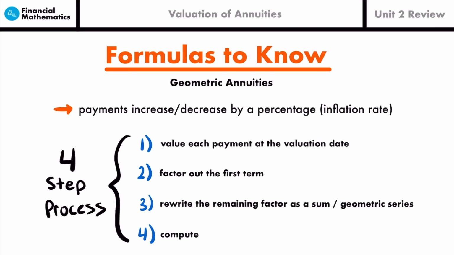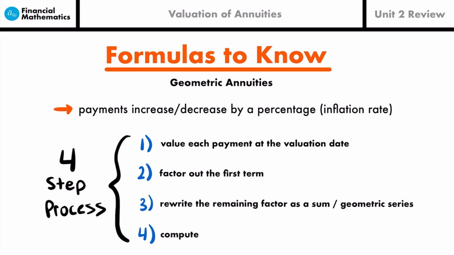It sounds like a lot of work, but once you do it a couple of times, you kind of get to see the pattern of how this sort of works out. And over time, geometric annuities won't be as intimidating. I know it can be a little bit scary to not have a formula for these type of annuities, but trust me, you're more likely to get the right answer using this 4-step process than trying to use a formula for this type of annuity.